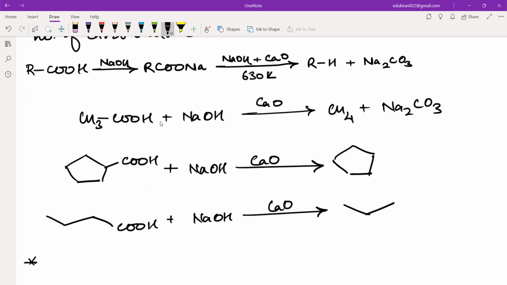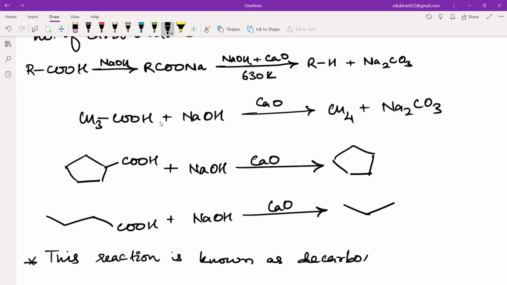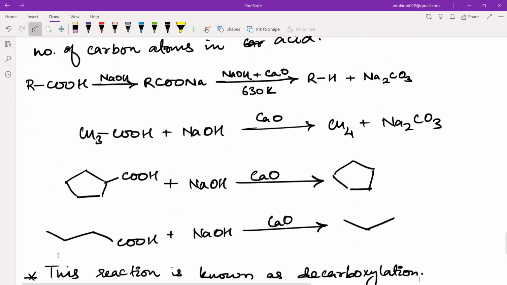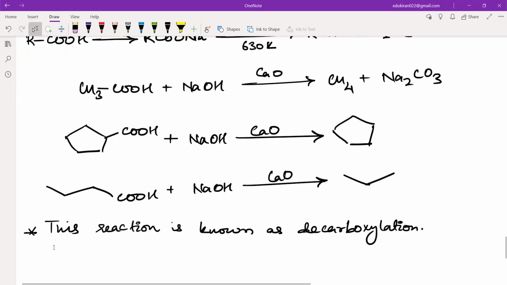So there is another decarboxylation reaction that is from Kolbe. Please write what this reaction is known as, decarboxylation. It's known as decarboxylation. Right. So understood this reaction? Yes or no, guys? Yes, all of you understood? Okay.